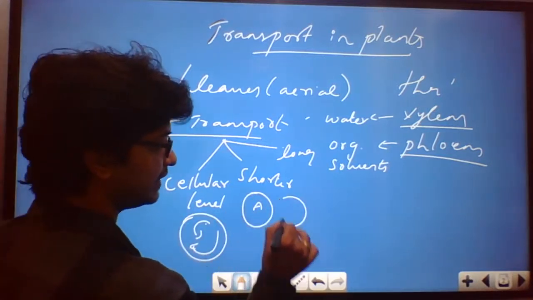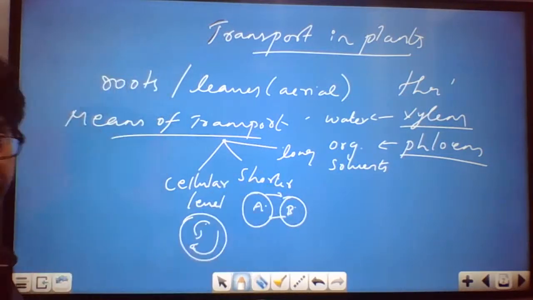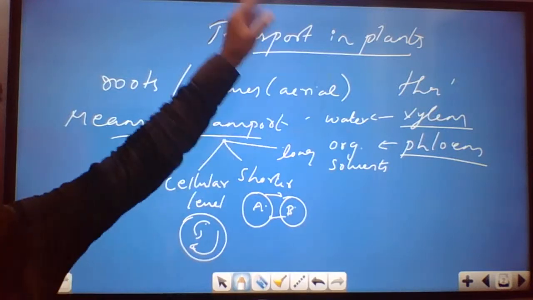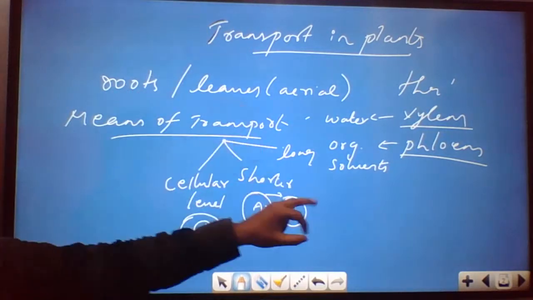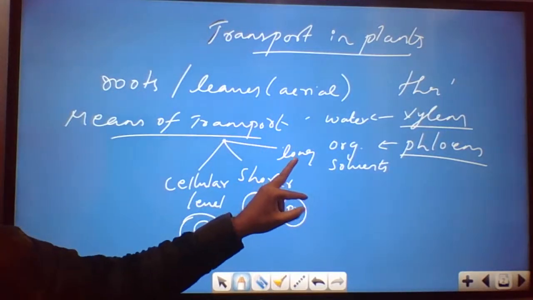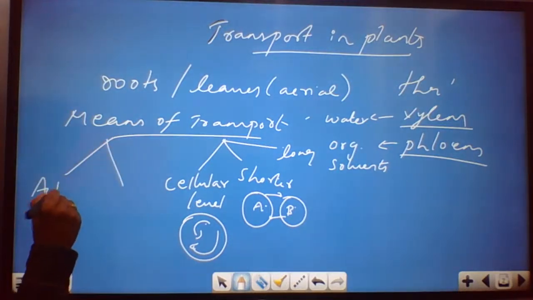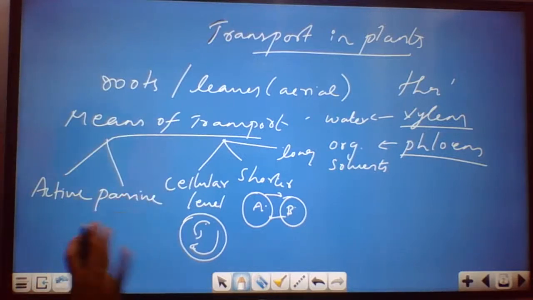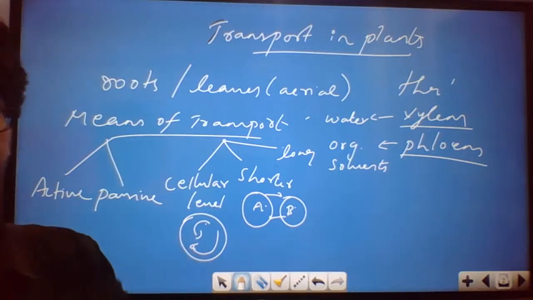This is cell A. This is cell B. How the transfer is going to occur between the cells, that is the shorter distance transport. And long distance is like from the root to the aerial parts, to the remote regions, where the transpiration pull and all the mechanisms take place. That is the long distance. In other means of transport, you would have studied this takes place by means of active transport and passive. Guys, these are the common things. I'm not teaching again because you studied this chapter already, so I don't want to waste your time by teaching right from the beginning.